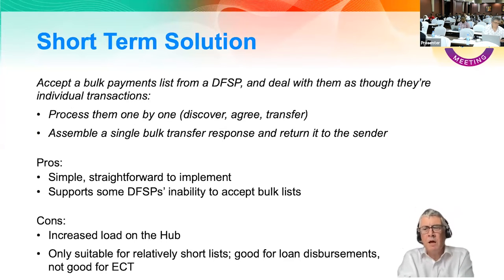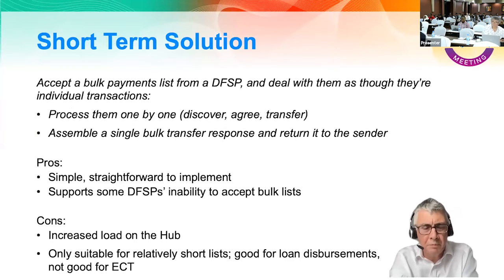And this will allow us to get up and running nice and quickly with bulk payments. We accept a bulk payments list from a DFSP and deal with it as though it's a series of individual transactions. So we break up the list and process them one by one. We go through the Mojaloop process of discovery, agreement, quotation, transfer, and assemble a single bulk transfer response and return it to the sender. Notice that we don't fail the whole bulk payment if a single transaction fails. We just return the status of all the individual responses.